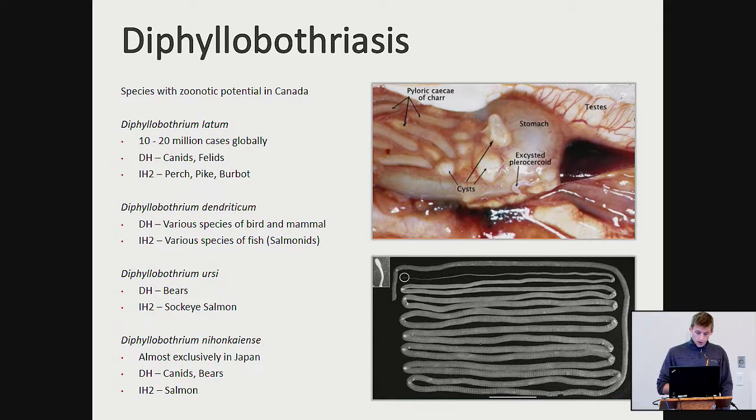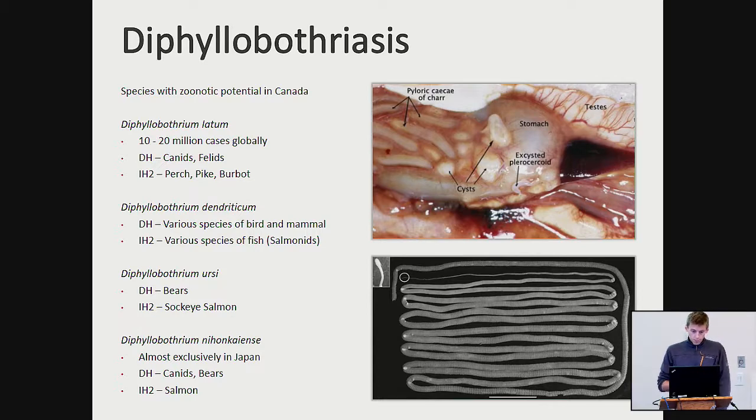Then we have Diphyllobothrium dendriticum, which is more of a jack of all trades. So it's fairly non-host specific. It can affect a number of different species of piscivorous birds and mammals. And the intermediate host can be any number of species of fish, but usually salmonids, so trout. Diphyllobothrium ursi rarely causes human infections. I think there's only been a few reported cases, but it usually cycles between bears and sockeye salmon. That's throughout the Pacific Northwest.